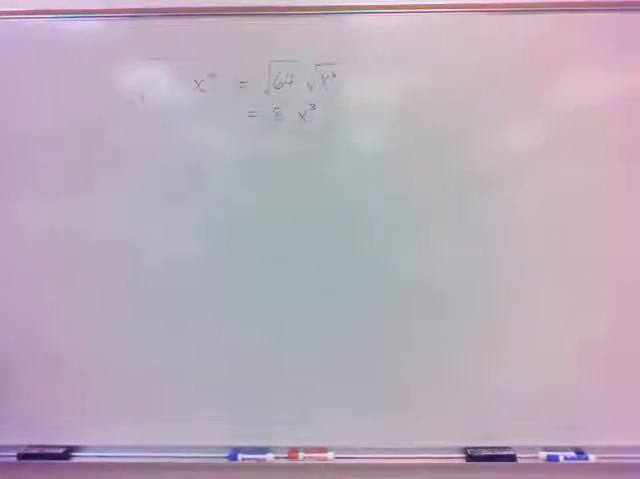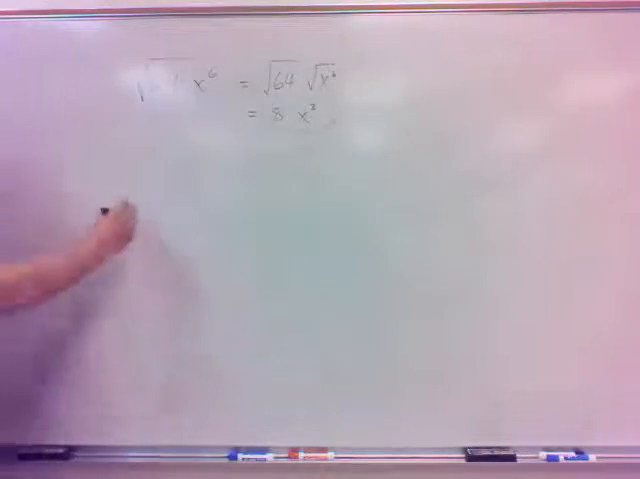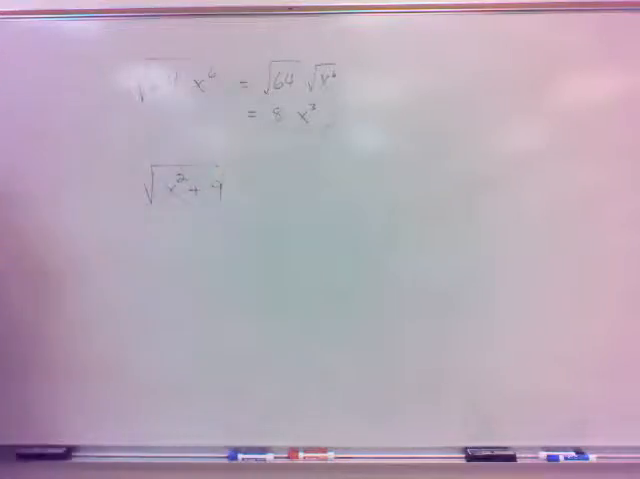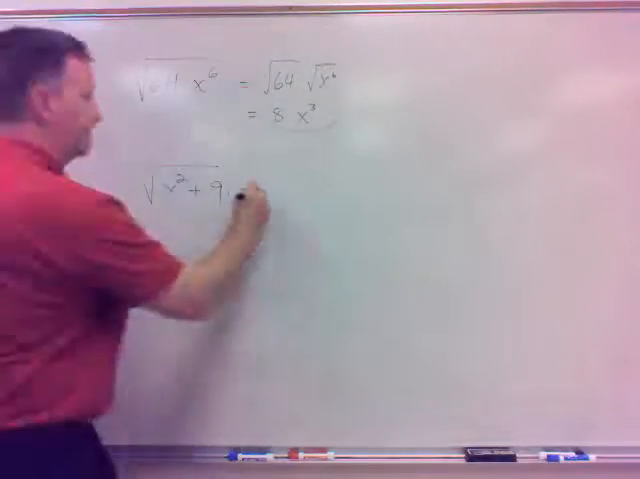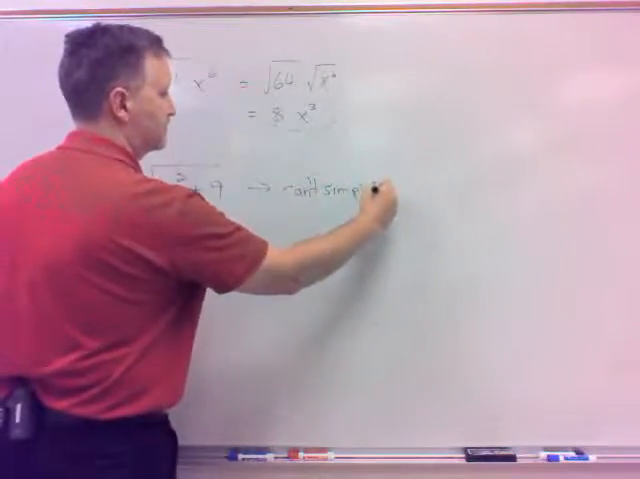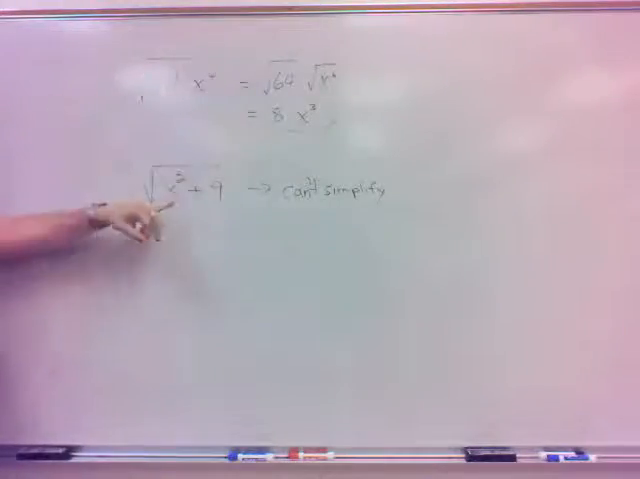However, there are some things you can't split apart. Remember what we talked about last time? We can't split apart addition and subtraction. If this was the square root of x squared plus 9, it's very tempting to split that apart. But can we do it? No. Can't split that apart. Can't simplify that because, yeah, the difference is this one's times, this one's plus. Times you can split apart, plus or sum you can't, okay?